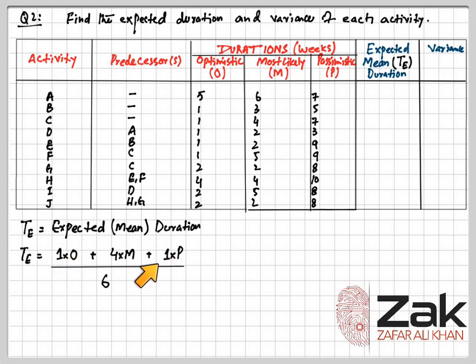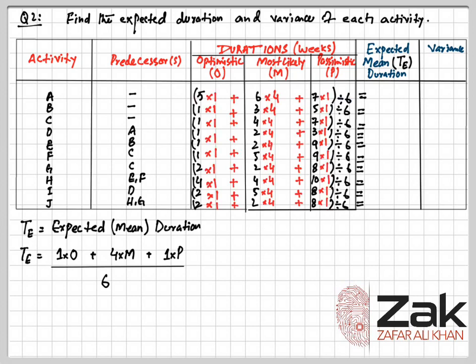Optimistic has 1, pessimistic has 1, and most likely has 4. So altogether they are 6, so this will be divided by 6. For every given duration, for activity A, we will have to multiply this optimistic by 1, this most likely by 4, and this pessimistic by 1, and their total will be divided by 6. So for activity A, 5 into 1 is 5, 6 into 4 is 24, 7 into 1 is 7, all added and divided by 6 will become 6.